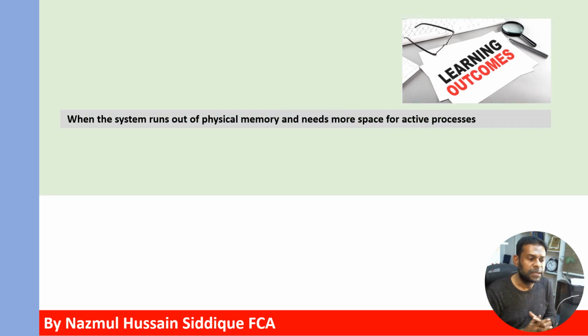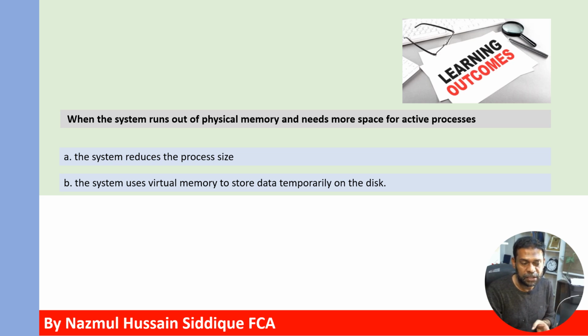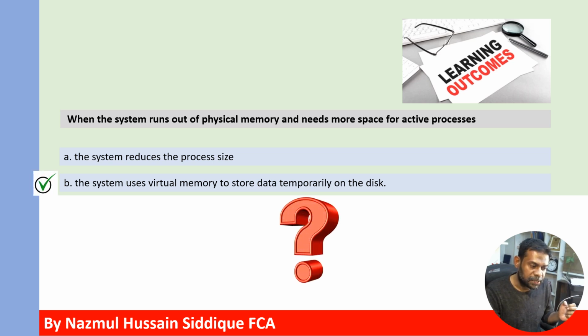Next question. When the system runs out of physical memory and needs more space for active processes, option A, the system reduces the process size, or option B, the system uses virtual memory to store data temporarily on the disk. Which one is the correct answer? The correct answer is B. The system uses virtual memory to store data temporarily on the disk when the system runs out of physical memory and needs more space for active processes.